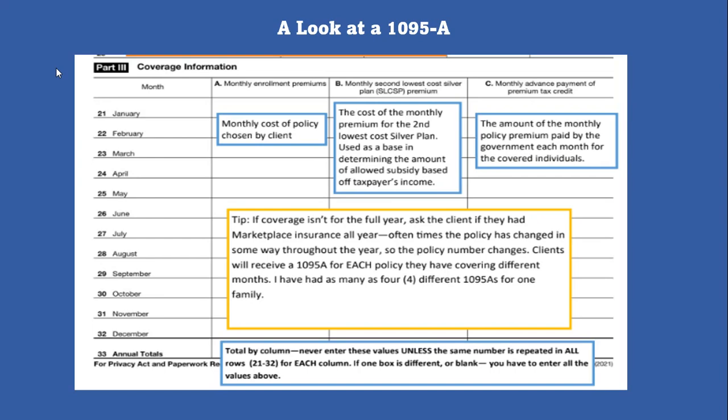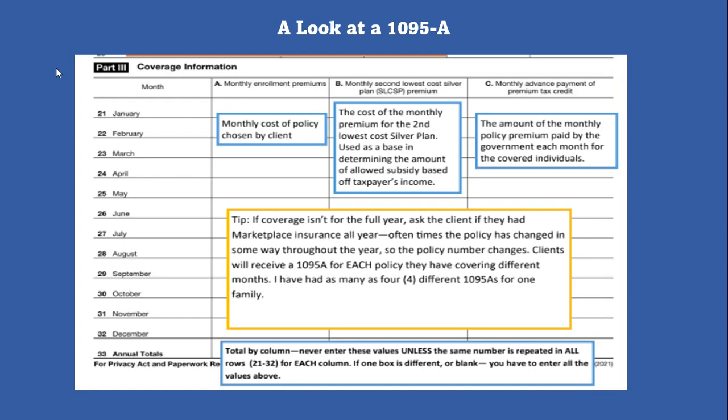But if you have a form they hand you and it's only for a few months, like I had one yesterday that was from June to December, you ask them, did you have insurance from January to May? They possibly did, they just don't have the form. And so if you're ever in doubt, they can always call Marketplace right there on the spot. They're open 24 hours a day.